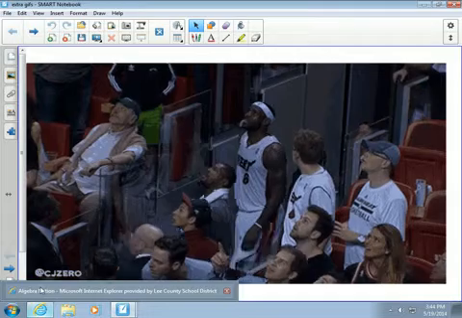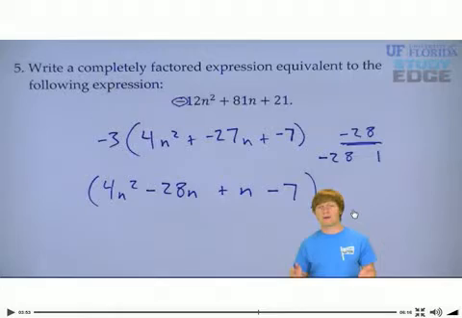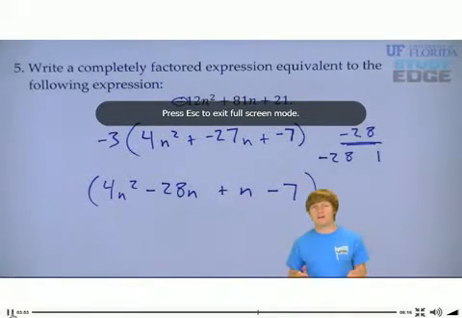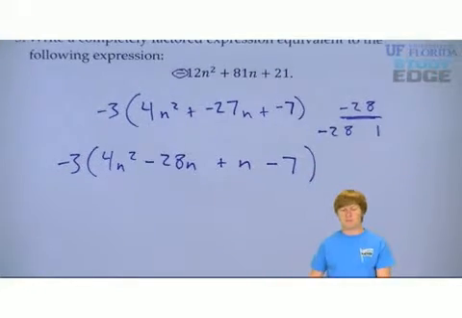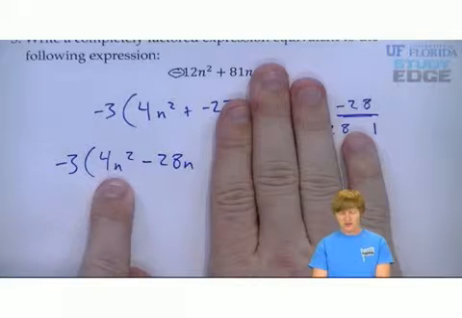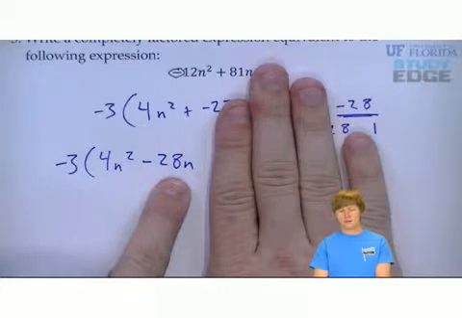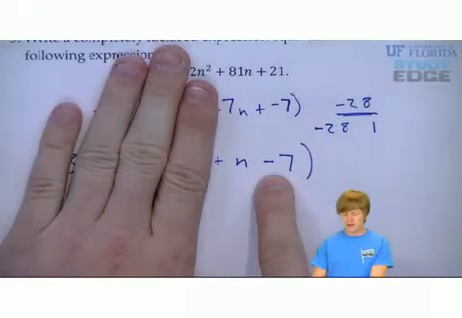Back to work. Factor by grouping. Don't forget my negative 3 that's out in front. I'm going to factor by grouping and say, okay, my first two terms, I've got 4n squared minus 28n. My second two terms, I've got n minus 7.